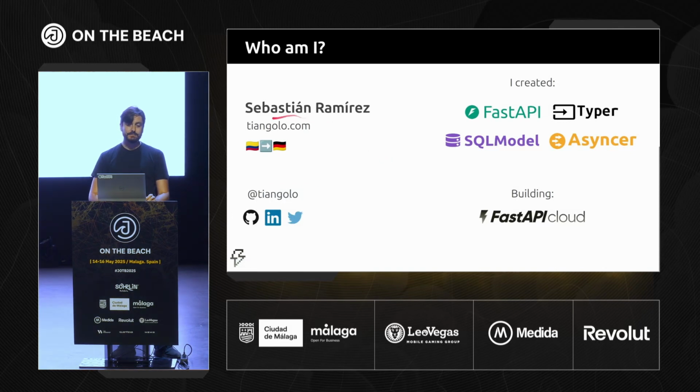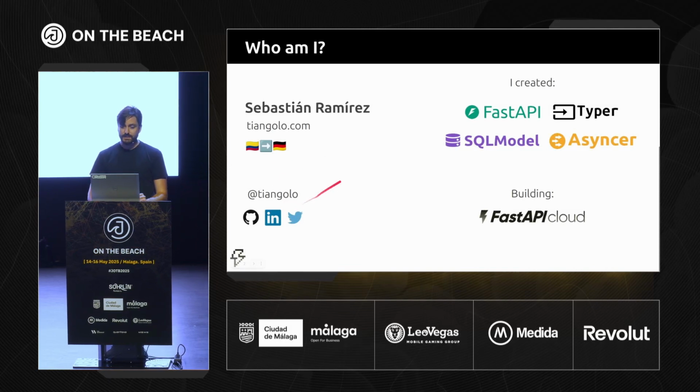A little bit about me. I am Sebastián Ramírez. I am from Colombia, that's why the accent, but I live in Germany. You can find me online. I created a bunch of open source tools: FastAPI, Typer, SQLModel. We're going to talk about FastAPI. I'm also building FastAPI Cloud, a product that I'm going to briefly mention. But first, checking a bit about the audience and the background.